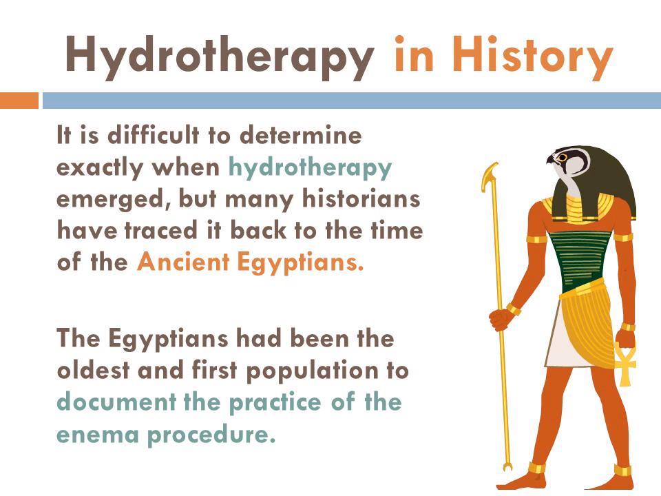It's difficult to determine exactly when hydrotherapy emerged, but many historians have traced it back to the time of the ancient Egyptians. The Egyptians had been the oldest and first population to document the practice of the enema procedure. In the 5th century, there is documentation that the Egyptians purged themselves on 3 consecutive days every month, seeking after health by emetics and enemas, for they believed that all disease came to man from his food.